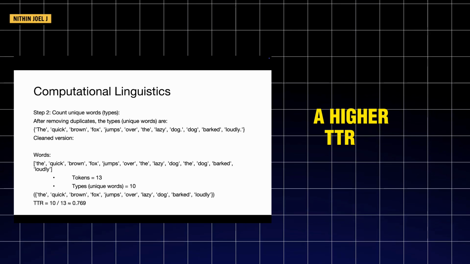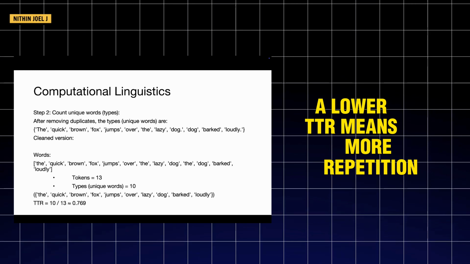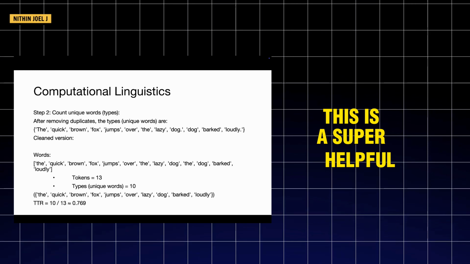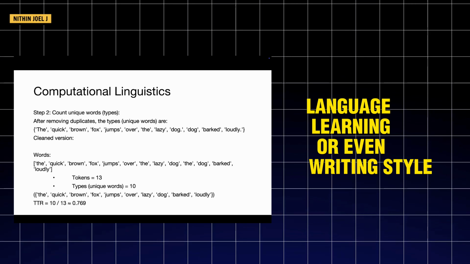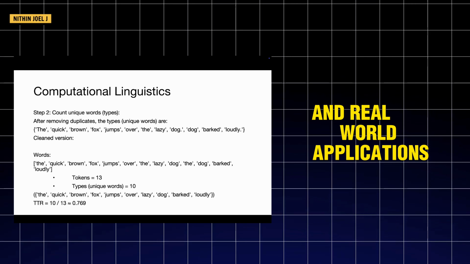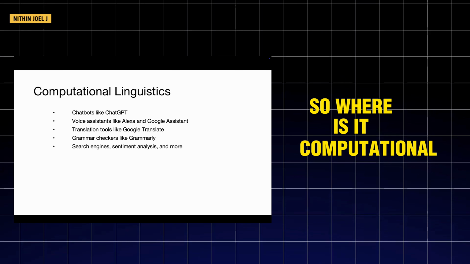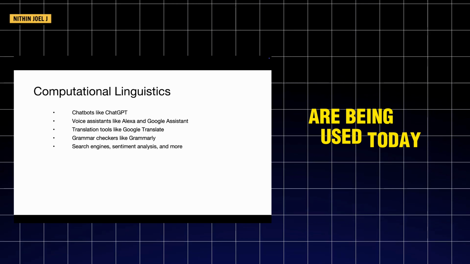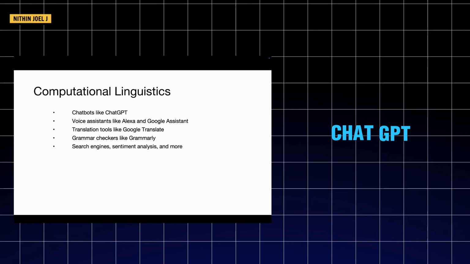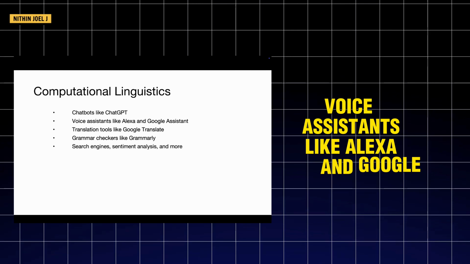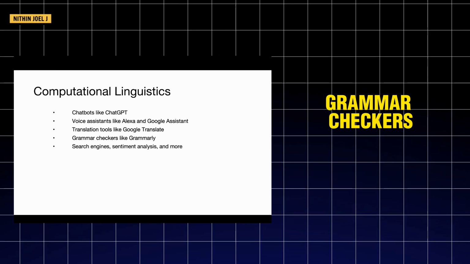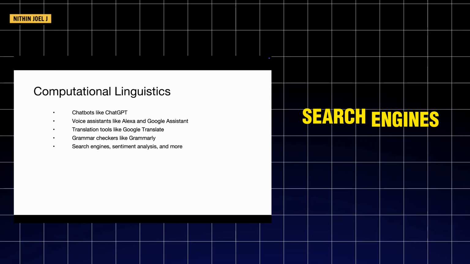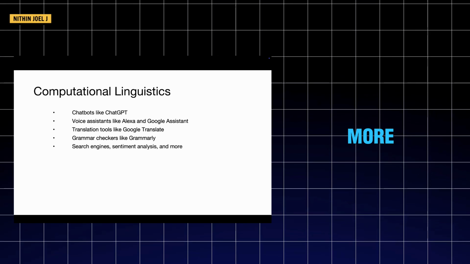A higher TTR means more diverse vocabulary. A lower TTR means more repetition. This is super helpful in analyzing speech patterns, language learning, or even writing style. And real-world applications: where is computational linguistics being used today? Chatbots like ChatGPT, voice assistants like Alexa and Google Assistant, translation tools like Google Translate, grammar checkers like Grammarly, search engines, sentiment analysis, and more.